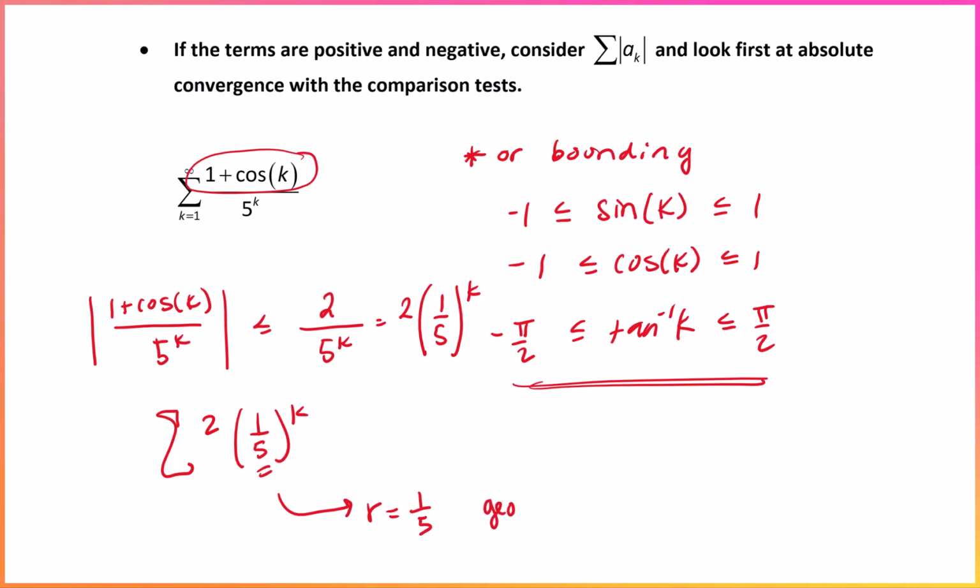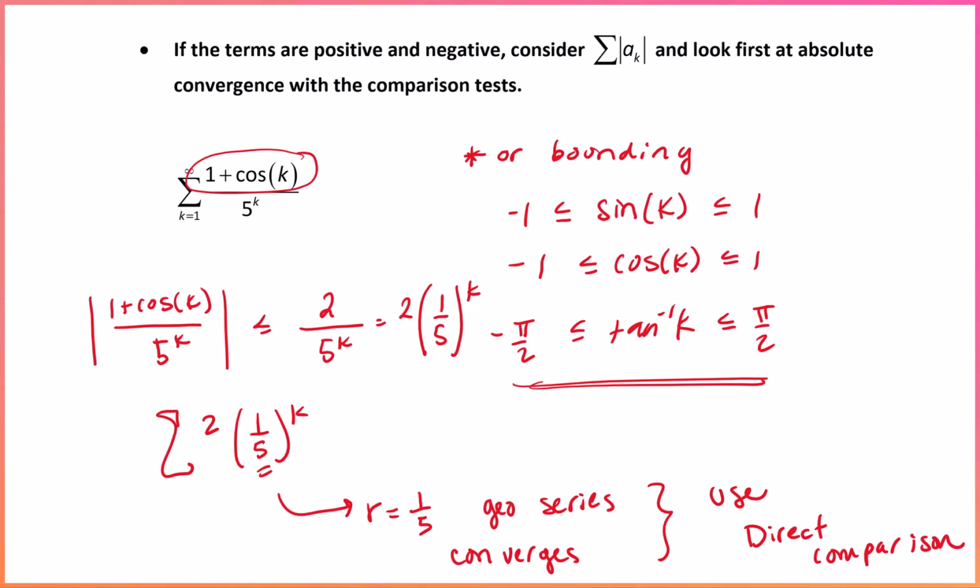This is a geometric series and converges. So I can use some direct comparison here to show absolute convergence. Just another thing to mention here: if our terms are both positive and negative, or if we have any kind of bounding, comparison can be really useful in those two scenarios as well, because we can look at the absolute value of the terms and then build an inequality where we can use direct comparison or even the limit comparison test.